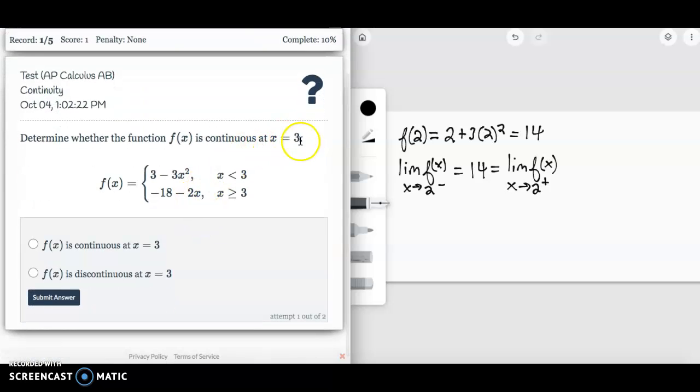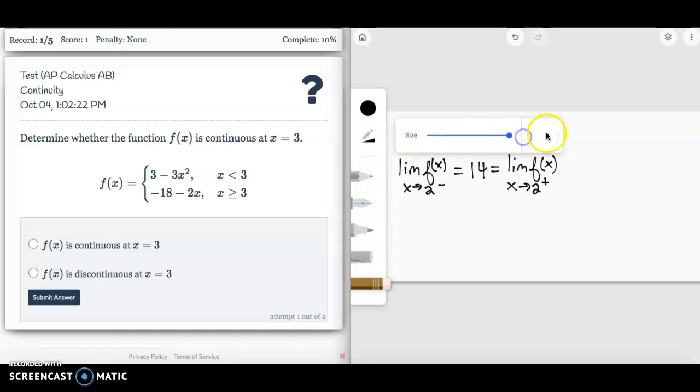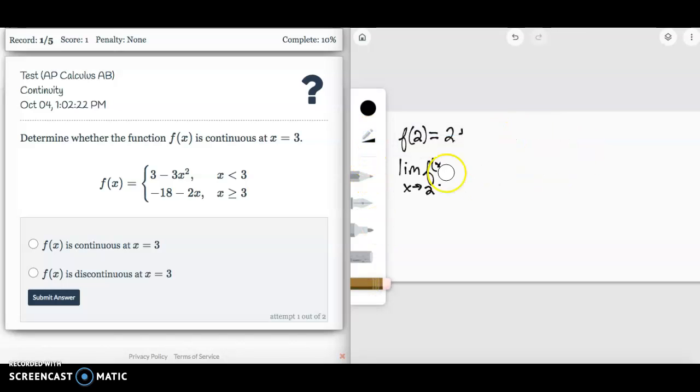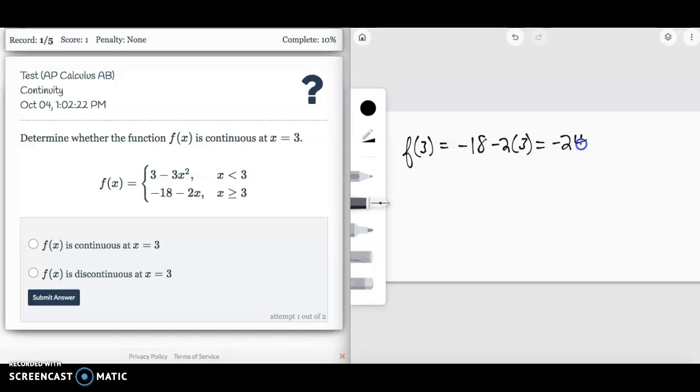I wanted to try one where we're actually testing at the breaking point. So let me go ahead and erase what I have currently. All right, so this one, we're going to do the same thing where we find f of 3 first. When I plug in 3, I'm plugging into the bottom piece. So I get -18 minus 2 times 3. So -18 minus 6 more would give me -24.